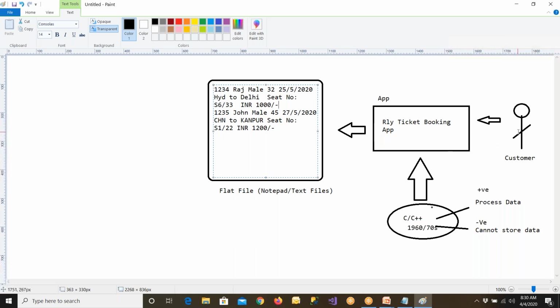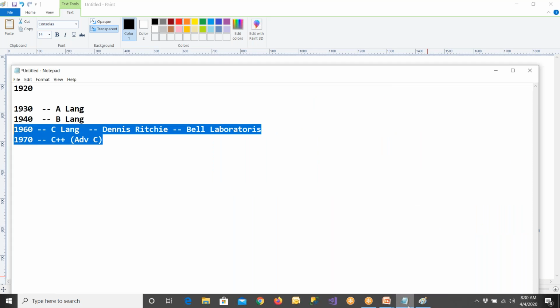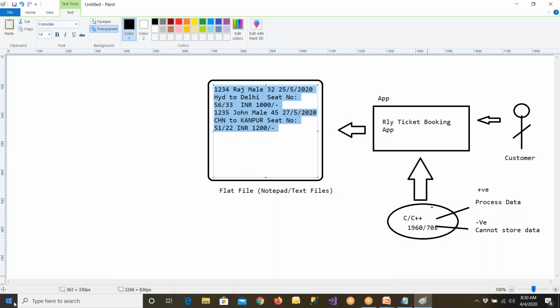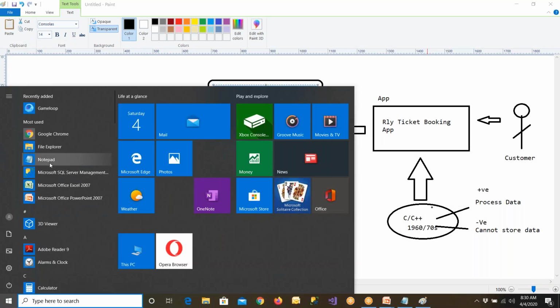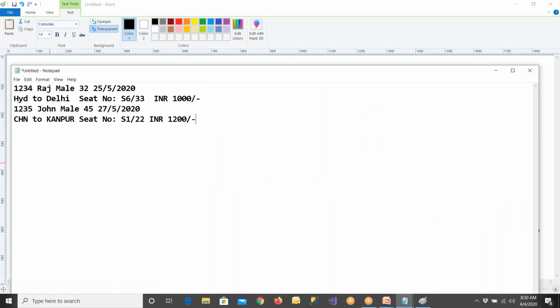So many people are going to the railway reservation counters and offices, and these customers are supplying the data. There is one more guy who's using your data and booking the tickets, and the printed tickets are being given to the people. So now, when you store so much data in a flat file, what are the issues that you may get? So this is the issue.